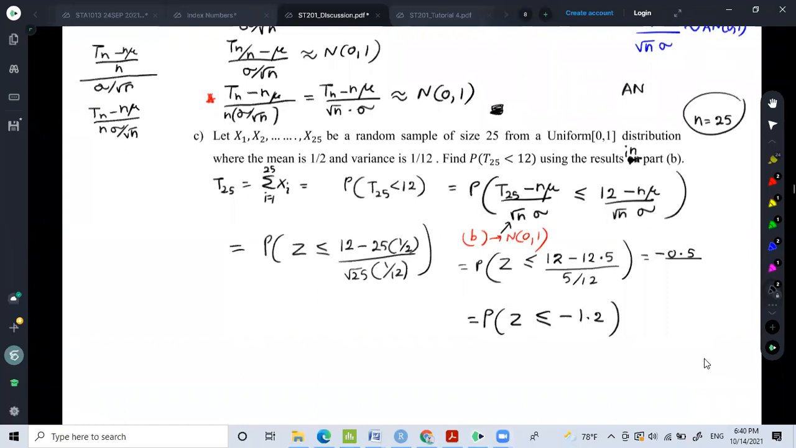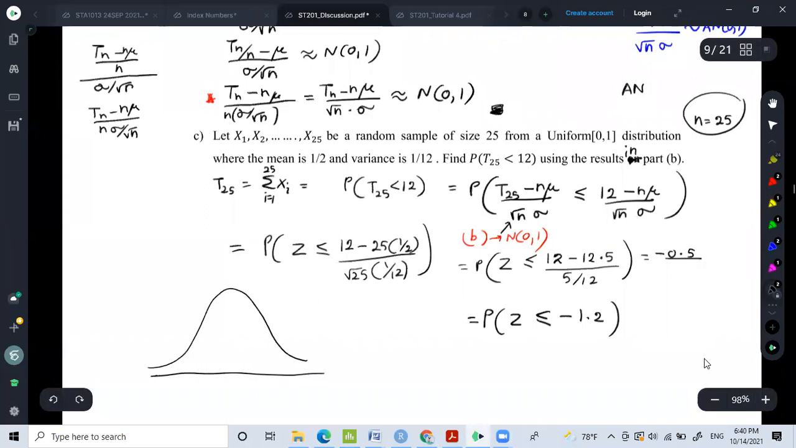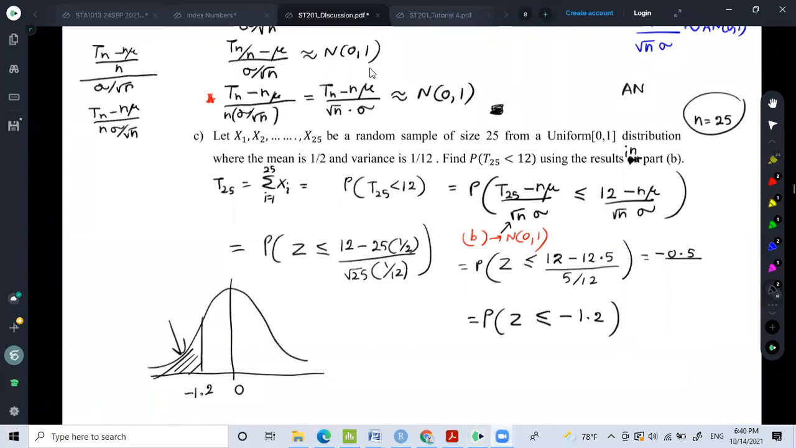Okay, so get the standard normal table. Symmetric about 0, negative 1.2 will be somewhere here, less than it. You can straight away get this probability from the table. Negative 0.35, is it? Should be 1.2, right? So what is this probability? Anybody?